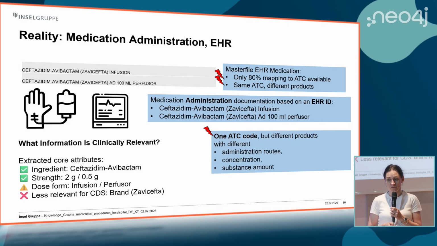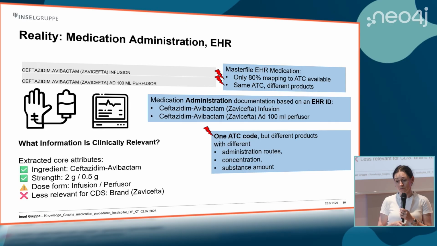And now the medication administration in EHR. So there is a custom-made catalog in our EHR which just contains the name of the medication and dosage. So you also sometimes have problems having an ATC code linked to it. And this master file is not always updated, so there is some ATC but different products, so it's a lot of gaps in this list. So administration is documented based on EHR ID, and then you have information that this preparation was administered.